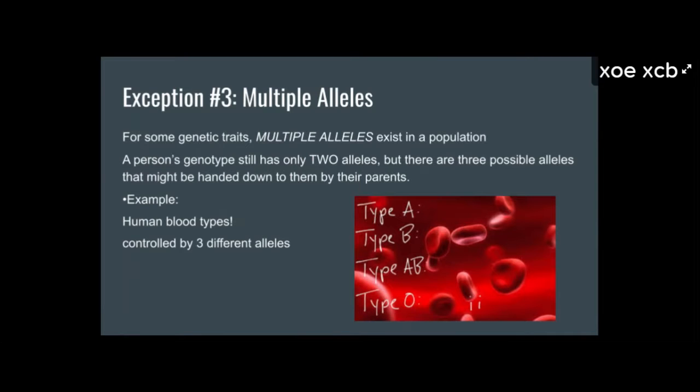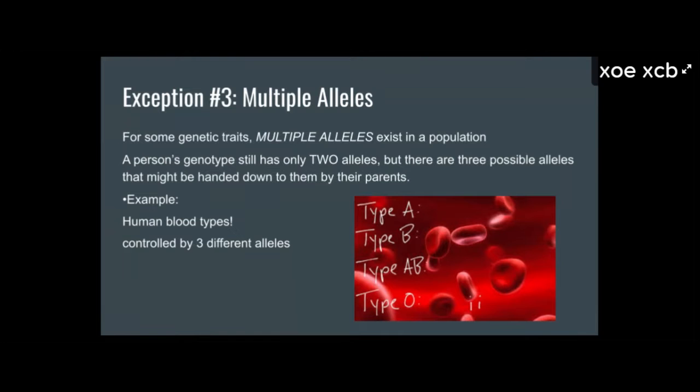And I got Caroline over there. She's just judging me. All right, next one is multiple alleles. And this is the big one we're going to talk about, blood types. For some genetic traits, multiple alleles exist. What's something else you think you could have multiple alleles with? Something very common. Eye colors, multiple alleles. Yes.